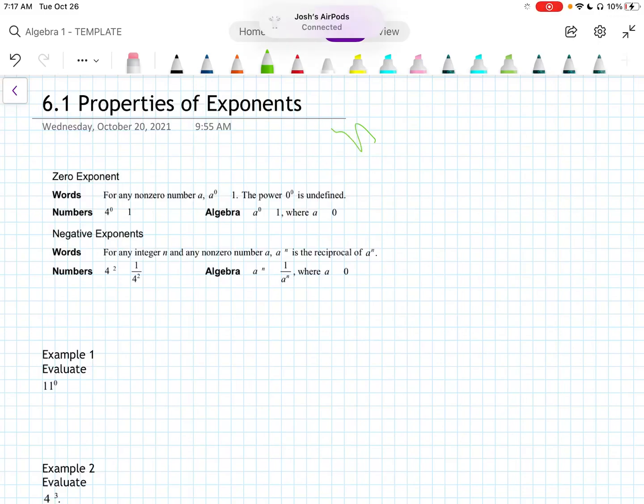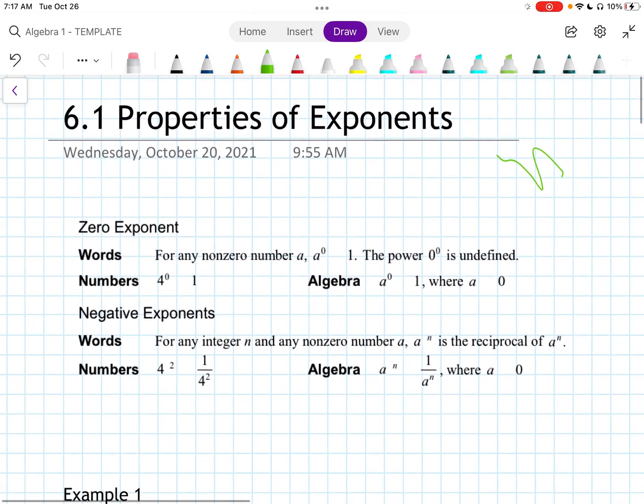Alrighty, 6.1 properties of exponents. Now, I don't necessarily expect you to copy all of this down, but there are some good pieces here.